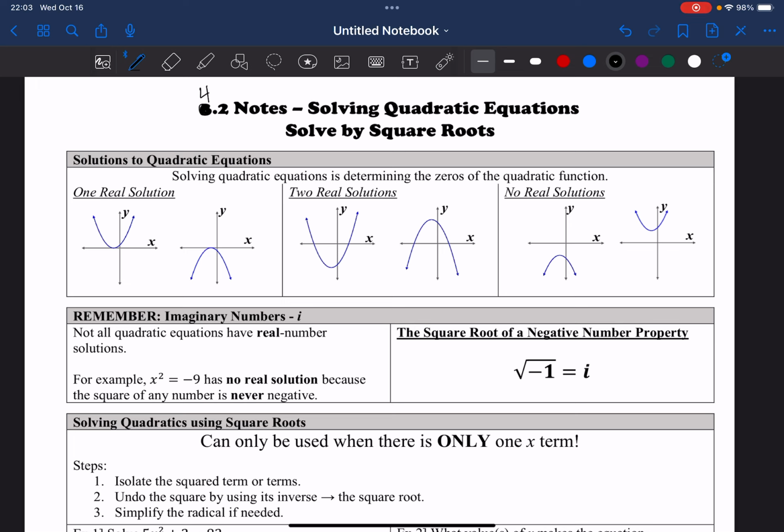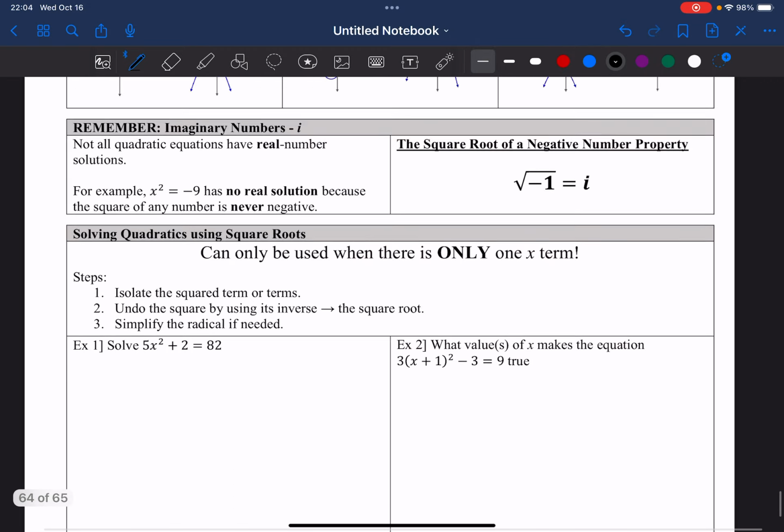So if we have no real solutions, that means we can have possible imaginary solutions. Important to remember that not all quadratic equations have real number solutions. For example, if you have x squared is equal to -9, that has no real solution because a square of any number is never negative. However, if we have the square root of -1, we know that is equal to i, which is an imaginary number.